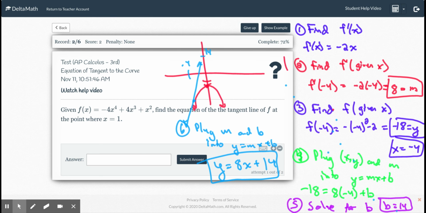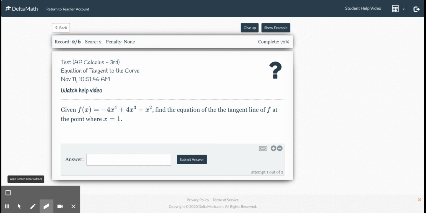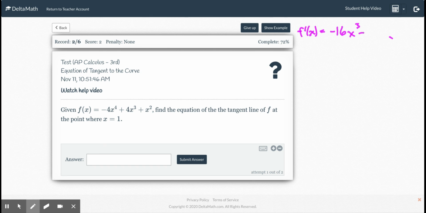All right, so last problem. This one has a higher power here, so that's good. I'm just going to go through it step by step, not write out the steps. So our first step is to find f prime of x. This is going to be negative 16, because 4 times negative 4, x to the third plus 12x squared, right? 3 times 4 is 12, minus 1 plus 2x. That is our derivative.